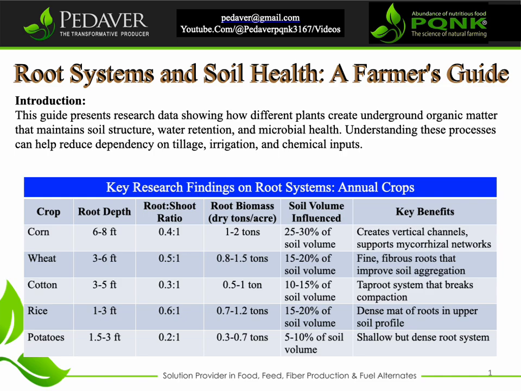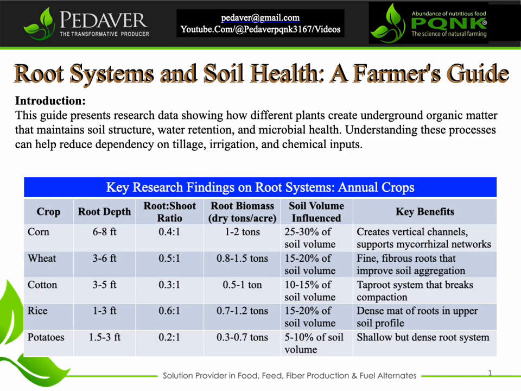Key research findings on root systems, annual crops. Crop, root depth, root shoot ratio, root biomass in dry tons per acre, soil volume influenced, key benefits. Corn: 6 to 8 feet, 0.4 to 1, 1 to 2 tons, 25 to 30% of soil volume. Creates vertical channels, supports mycorrhizal networks.